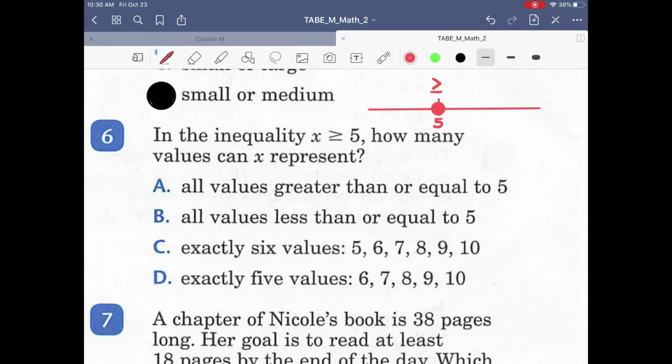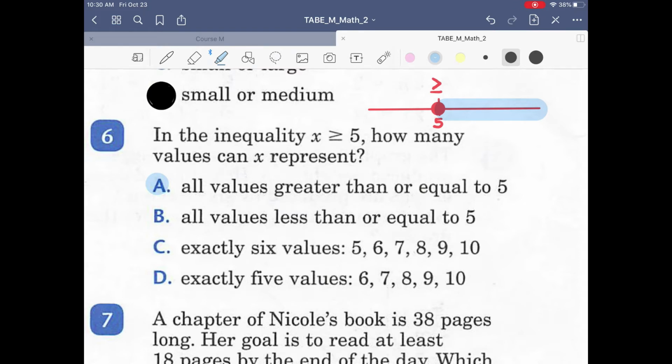So let's see what our choices are. All values greater than or equal to 5. That would be all values 5 or more. Yes, A is one of my choices. All values less than or equal to 5? No, that is not one of my choices.